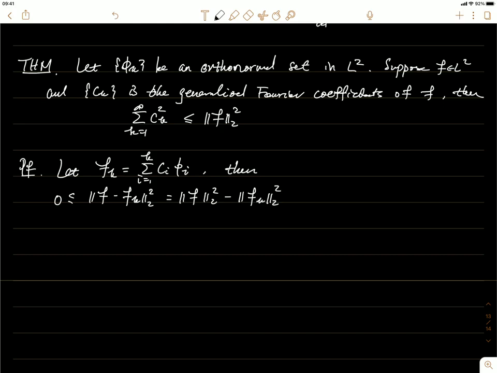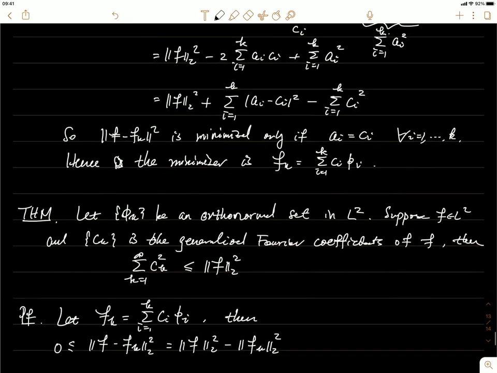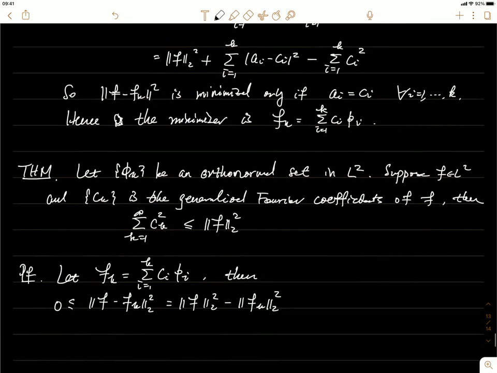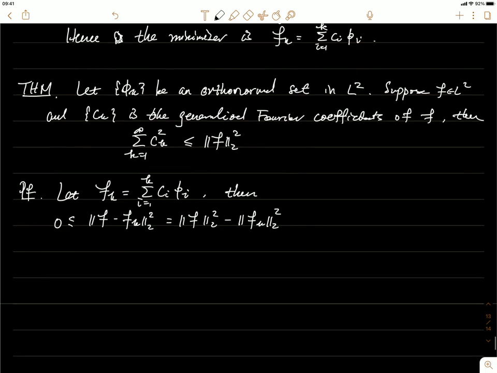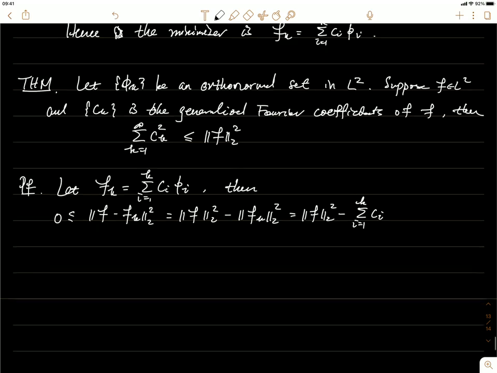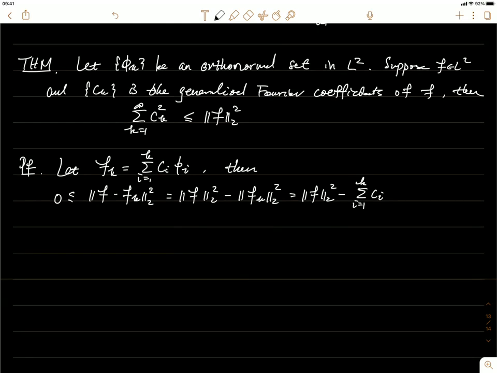We can show that by doing a similar proof as above, and setting this f_k to be this. And then it's also easy to show that the squared 2 norm of f_k is just the sum of c_i squared, for i from 1 to k, because the phi_i's are orthonormal. So we see that the distance between these two is greater than or equal to 0.